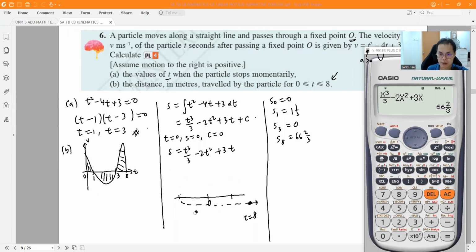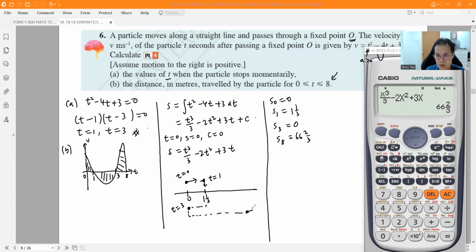Okay, so your diagram, let me sketch for you once again. It actually starts from O, it goes to the right. It makes a U-turn here at 1 over 3 when t equals to 1. It starts to go to the left here, until t equals to 3. Now at t equals to 3, although it returns to point O, it is still making a U-turn, right? So it's going back again to the right. At t equals to 8, it is 66 and 2 over 3 meter away from point O.